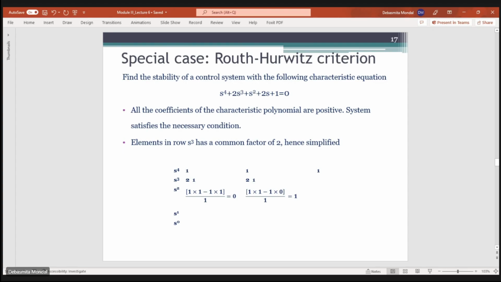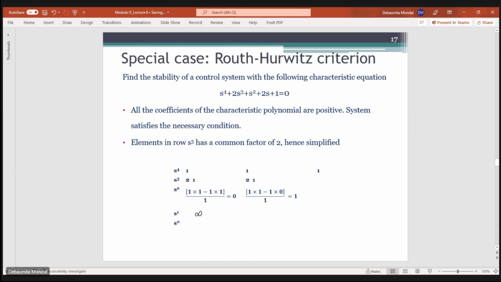Okay, so in the first column you have 1, 1 and 1. In the first row you have 1, 1 and 1, and in the second row also you have 1 and 1. So if you calculate the first element of the third row, you will see that it becomes equal to 0. If you want to calculate the first element of the fourth row, you will see that this element will become equal to infinity. So that means there will be a premature break in the Routh-Hurwitz array.